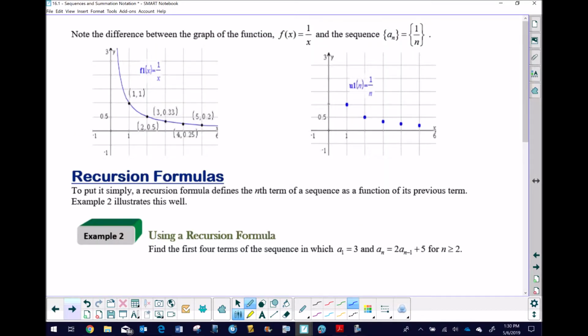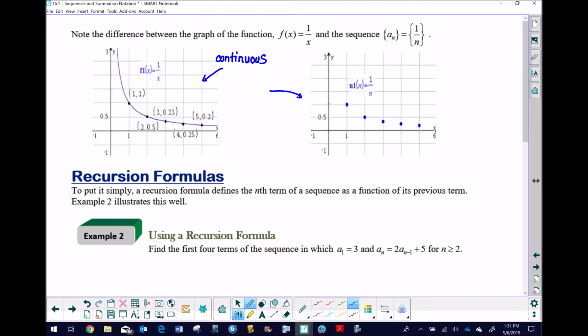All right. Note the difference between the graph of, say, a function 1 over x versus the sequence a sub n, which is 1 over n. So basically, I have on the left the graph of 1 over x, and on the right, I have the sequence 1 over n. Who can tell me what's different about them? Exactly. The function is continuous. In other words, all of the dots in between are connected because its domain consists of all real numbers. I could plug 1.3258 in for x if I wanted to. But over here, we don't have that.